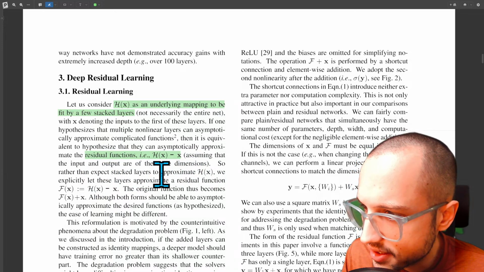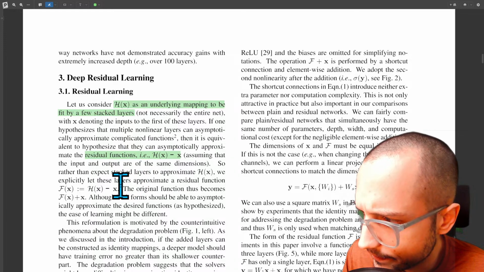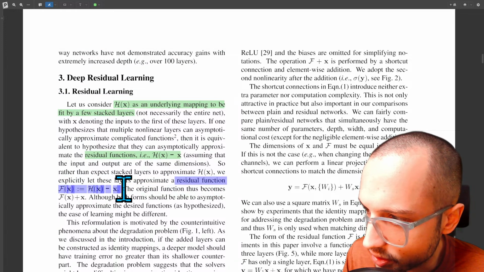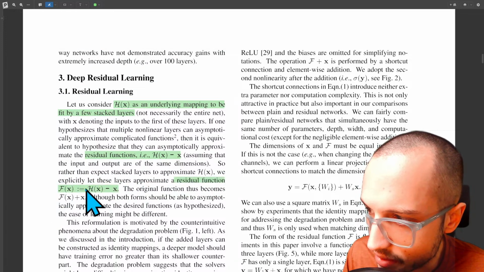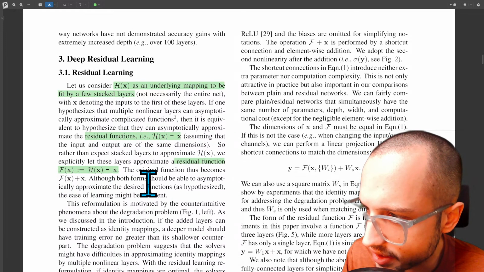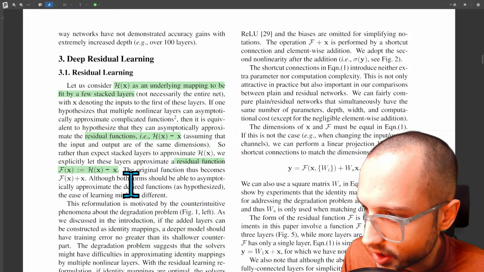Rather than expect stacked layers to approximate h of x, we explicitly let the layers approximate a residual function f of x. Yeah, so this is the new function that your neural net is approximating, f of x rather than h of x. The original function thus becomes f of x plus x. Although both forms should be able to asymptotically approximate the desired function, the ease of learning might be different.